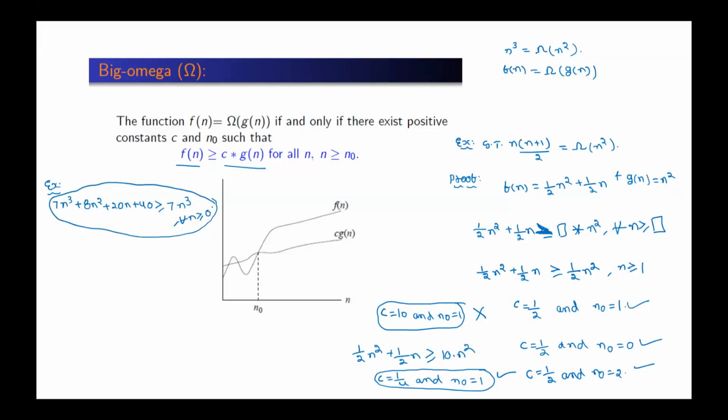Yes, sir. That means in this case, 7n square plus 8n square plus 20n plus 40 is big omega of n cubed, is it correct or not? This is true, no? Here, what is the C value? C equal to 7, n naught is 0.